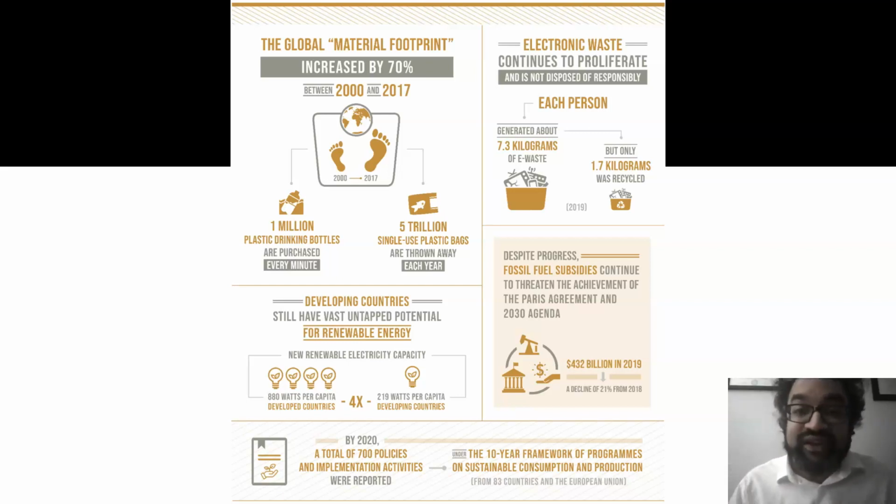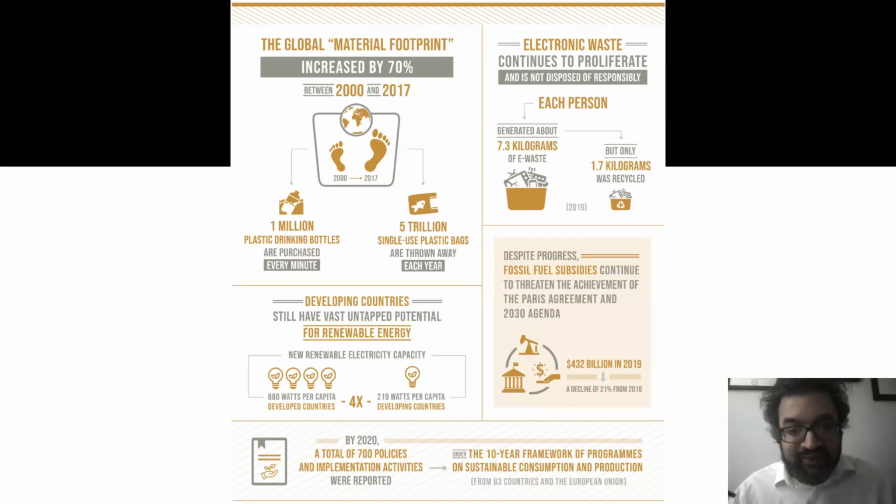So 1 million plastic drinking bottles were purchased every minute. And then 5 trillion single-use plastic bags are thrown away each year. This is staggering. These are remarkable and staggering numbers.